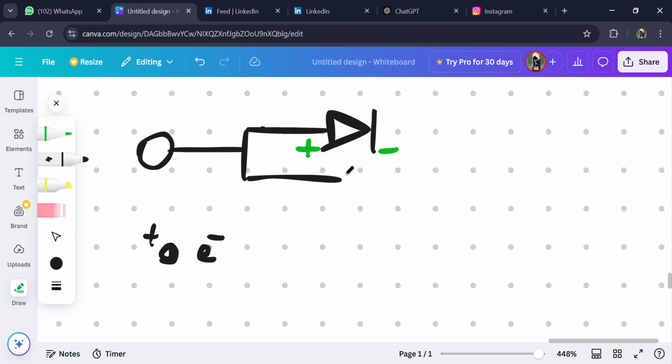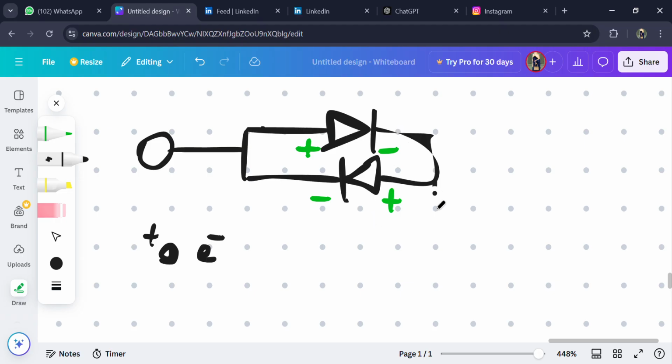Then in the second diode, we have first the N junction and then the P side, the P type semiconductor. So in this case, the negative side comes first and then the positive side. This is the construction.